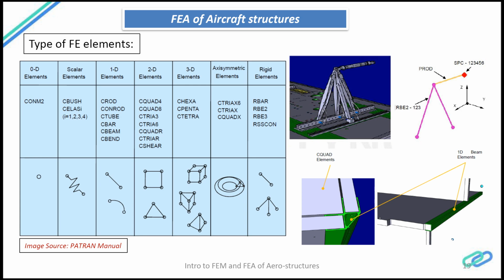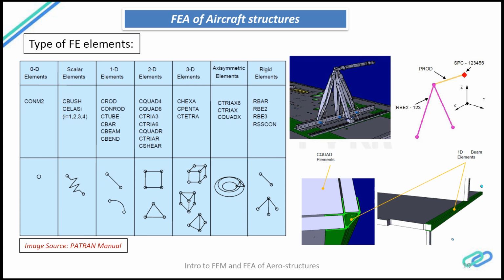And CBAR elements. Bar and beam are one and the same. It has axial, bending and shear capabilities, but the only difference is that a bar can support only a constant cross section, but a beam can support variable cross section such as tapering. And CBEND is something like an arc, an element in the shape of an arc, which is used for modeling arcs, mainly for civil structural purposes.